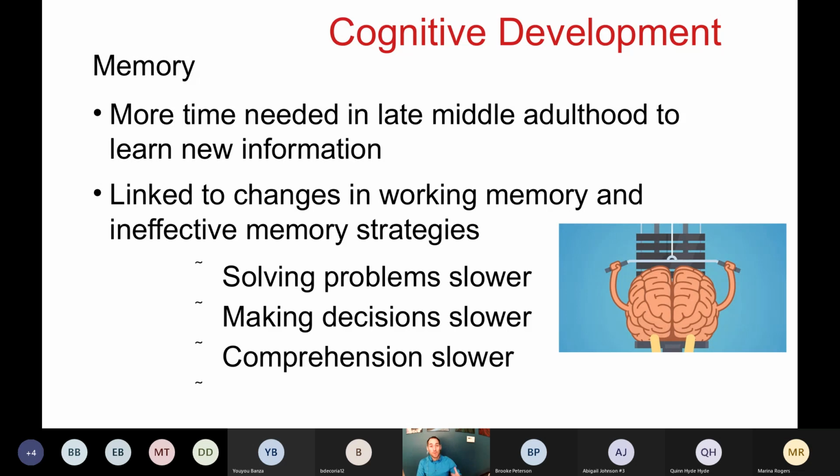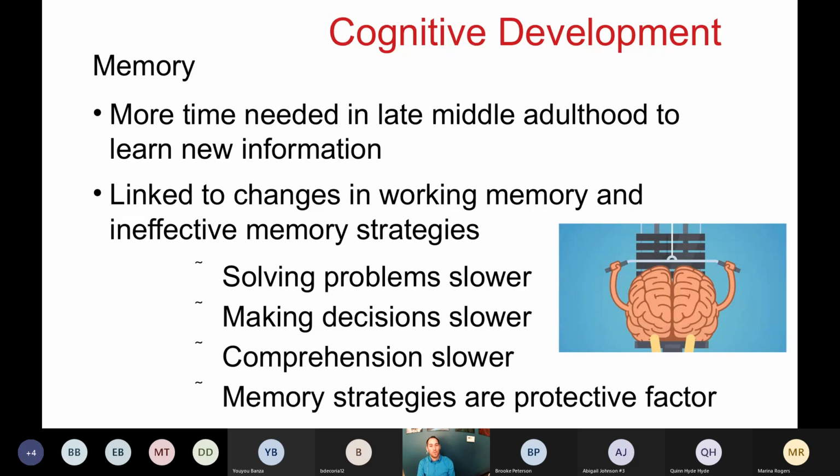With that, if you don't try to maintain or increase these capacities of working memory, or you use poor memory strategies, you're going to be solving problems slower, making decisions slower, comprehending things slower. So use memory strategies as you get into middle adulthood. Learn new memory strategies. One example that we've talked about before is mnemonics. Mnemonics can be really good for doing well on an exam or remembering your shopping list. There's a lot of different kinds of mnemonics. That's one example of a memory strategy, and there's a lot of different mnemonics to try.